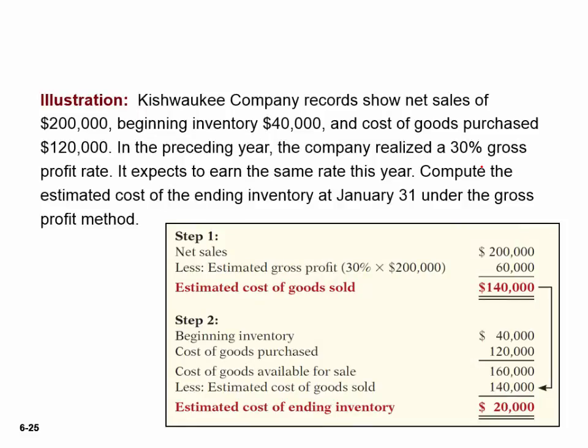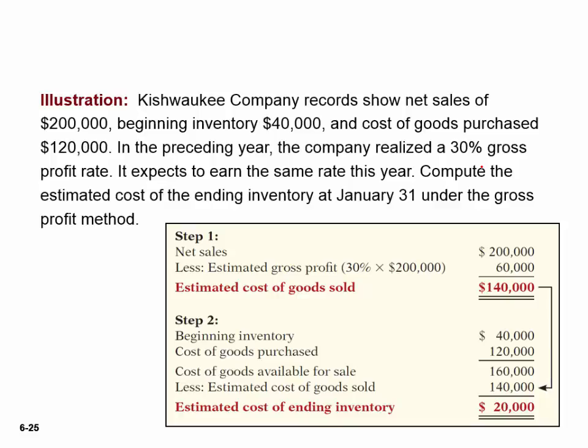We take our net sales and then our estimated gross profit. They tell us in this problem that last year their gross profit was 30%. So if last year their gross profit was 30% and this year their sales is 200,000, then they think their gross profit this year will be 60,000, right? Sales minus gross profit equals my cost of goods sold. The complement of sales minus cost of goods sold gives me gross profit, so sales minus gross profit gives me cost of goods sold.